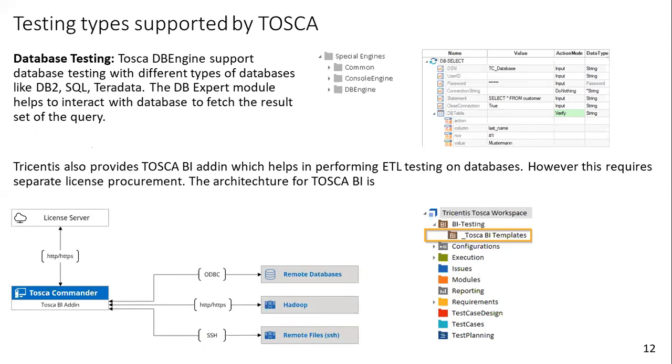Okay. Now, Tosca also has a facility to do ETL testing. ETL is extract, transform, and load. ETL testing on large databases. For that, you would require Tosca BI, which is an external add-in for which you need to procure licenses. You cannot get it free. And you will not find anybody to train you apart from the Tricentis people. Okay.